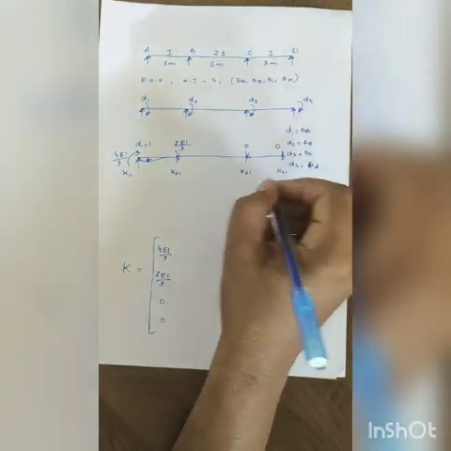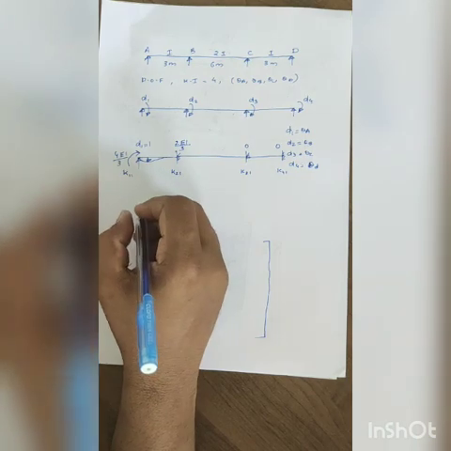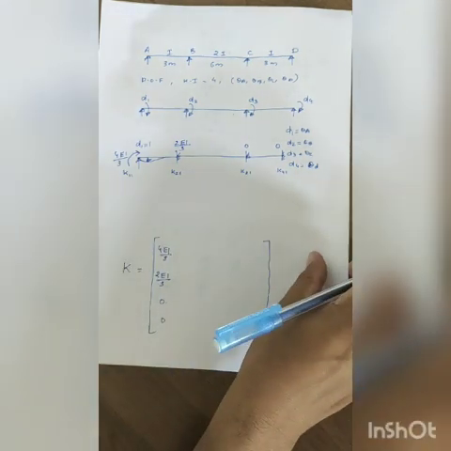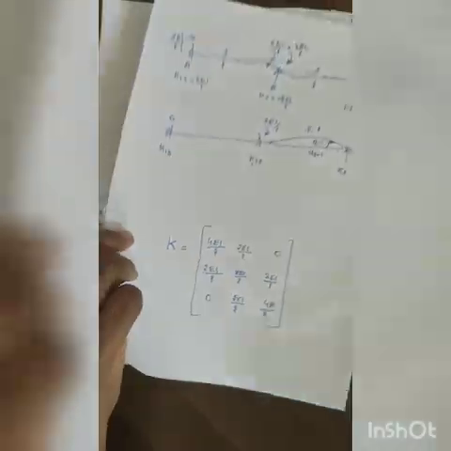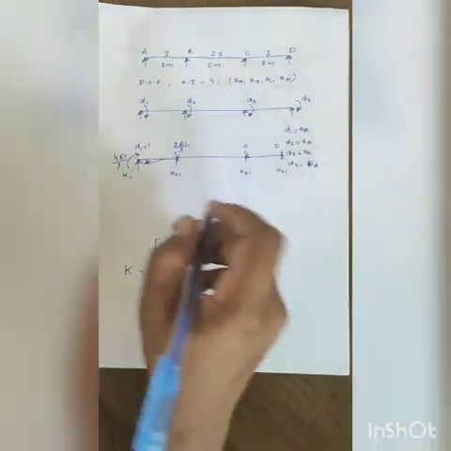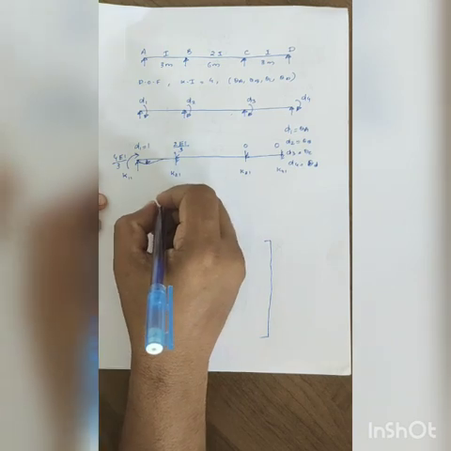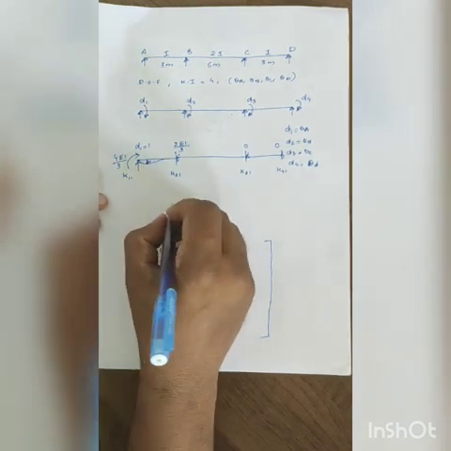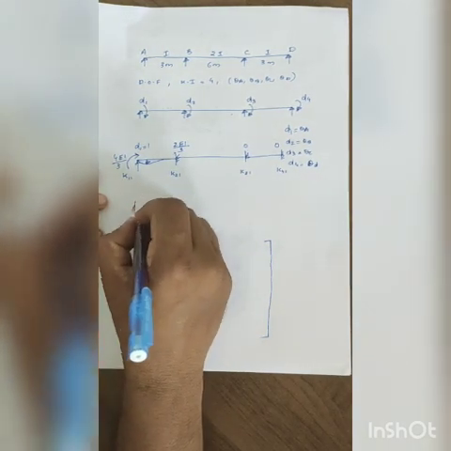Now the second step is you have to apply a unit rotation at D2. So the picture will be like this.